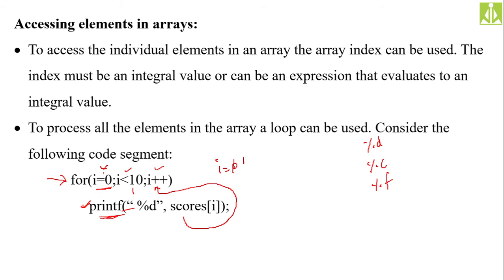So when i value is 1, again the condition will be tested. This time after updation, only the condition will be tested. It will not do the initialization again, only it will test the condition. So 1 is less than 10, the condition is true again. So what will happen? It will go and execute the body. So scores of 1 this time. Already scores of 0 it has printed, whatever value you have at scores of 0.